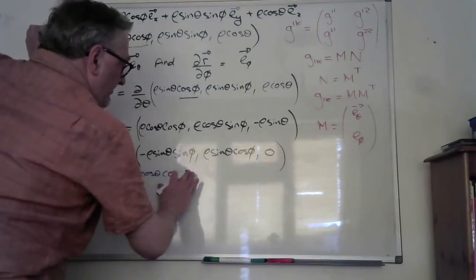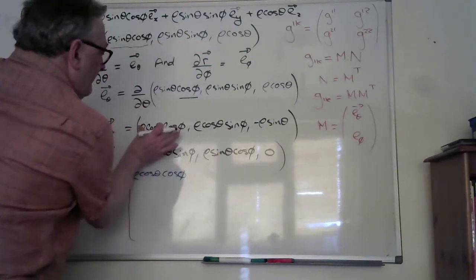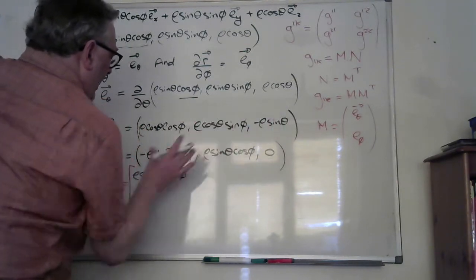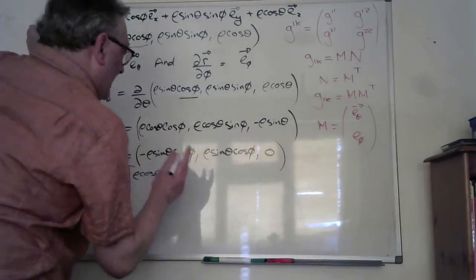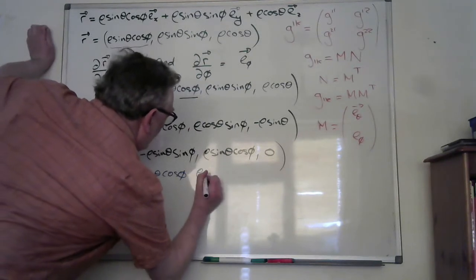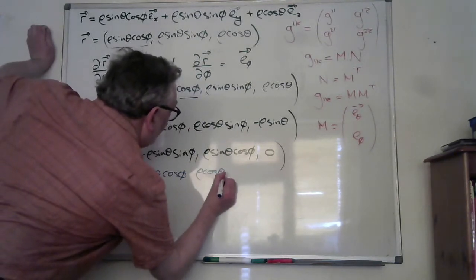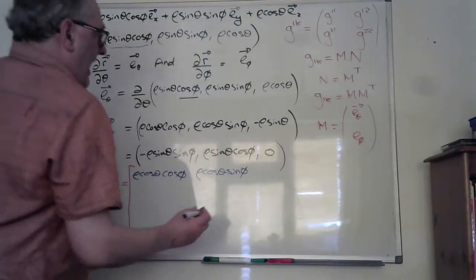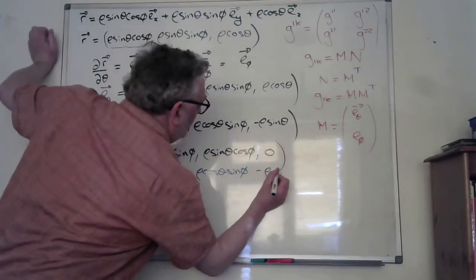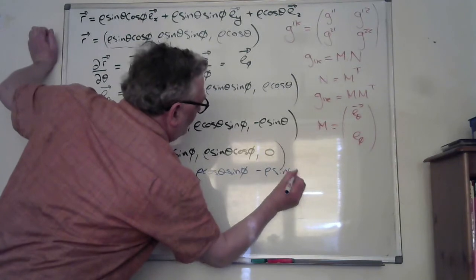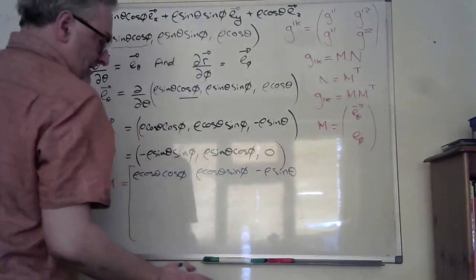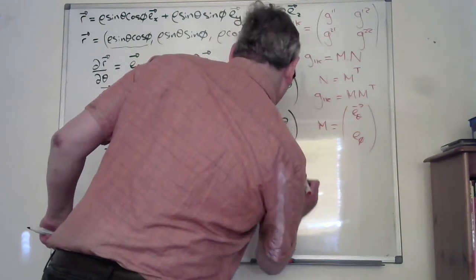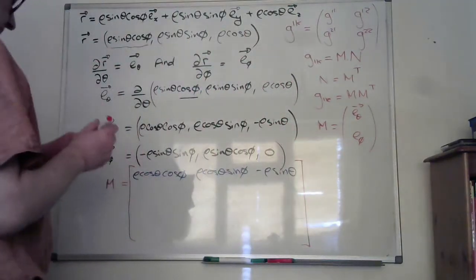And now we don't put the commas in, we're just putting these components in as entries of the matrix now. So we've got a rho cos theta sine phi here, and we've got a minus rho sine theta here. And let's just close that matrix off.